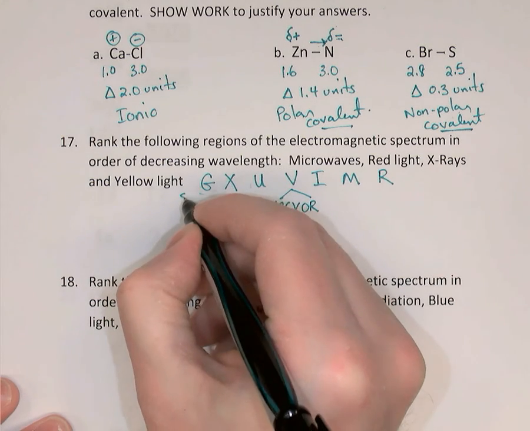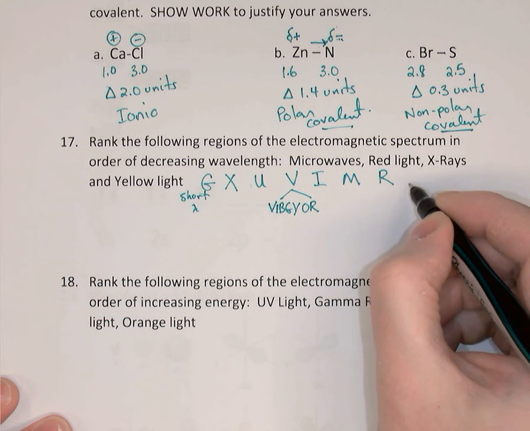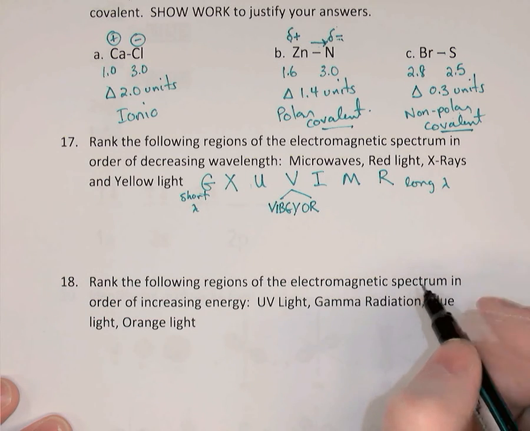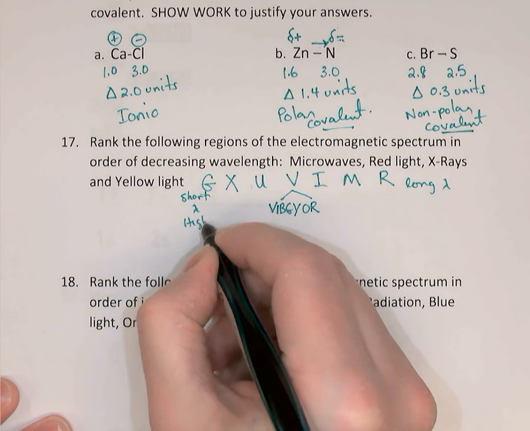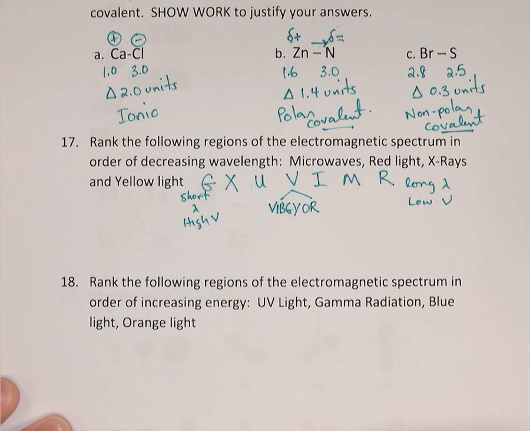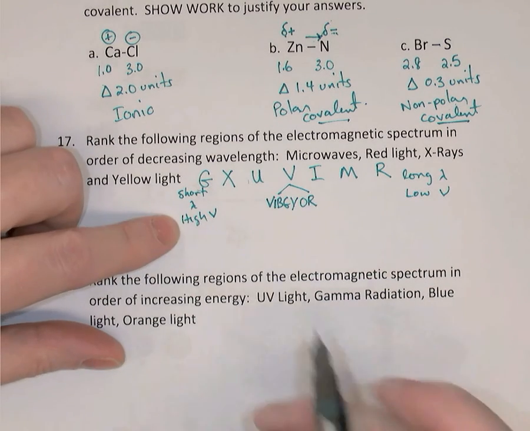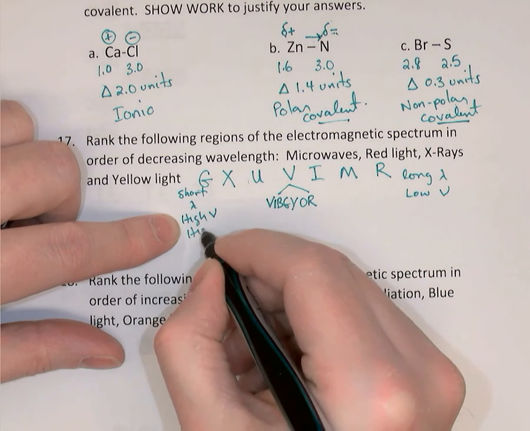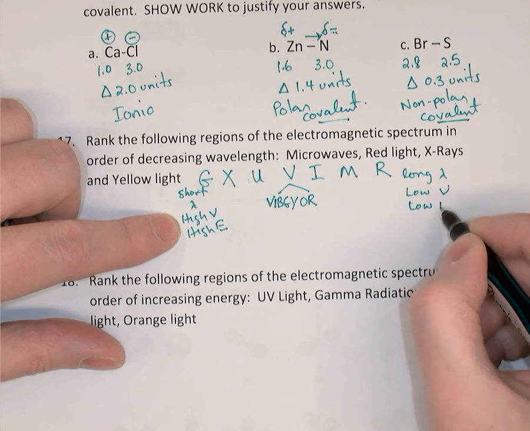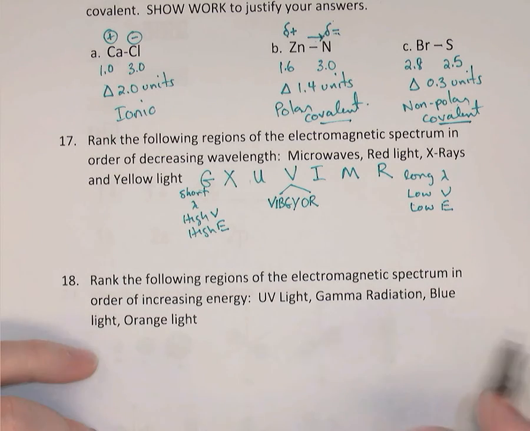Gamma radiation is the short wavelengths. Radio waves, therefore, is the long wavelengths. Wavelengths and frequency are inversely related, so this is the high frequency, this is the low frequency. Energy and frequency are directly related. So if this was a high frequency, it's high energy. That's low frequency, it's low energy. So make sure you've got that memorized, and now this question is easy.